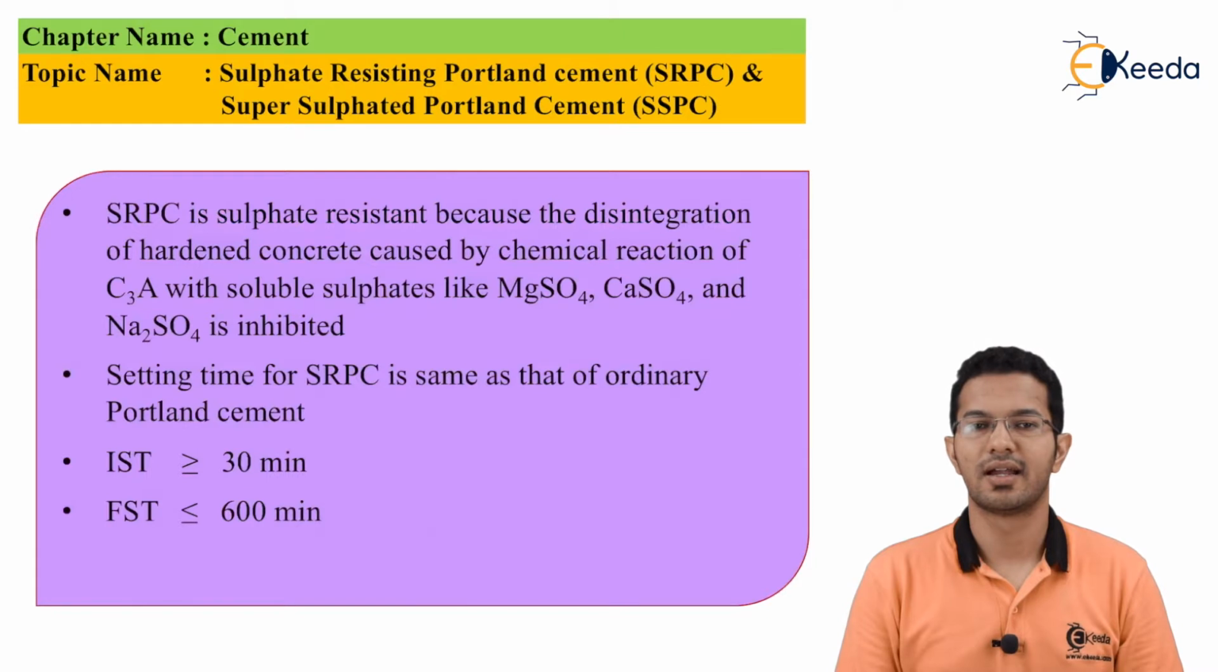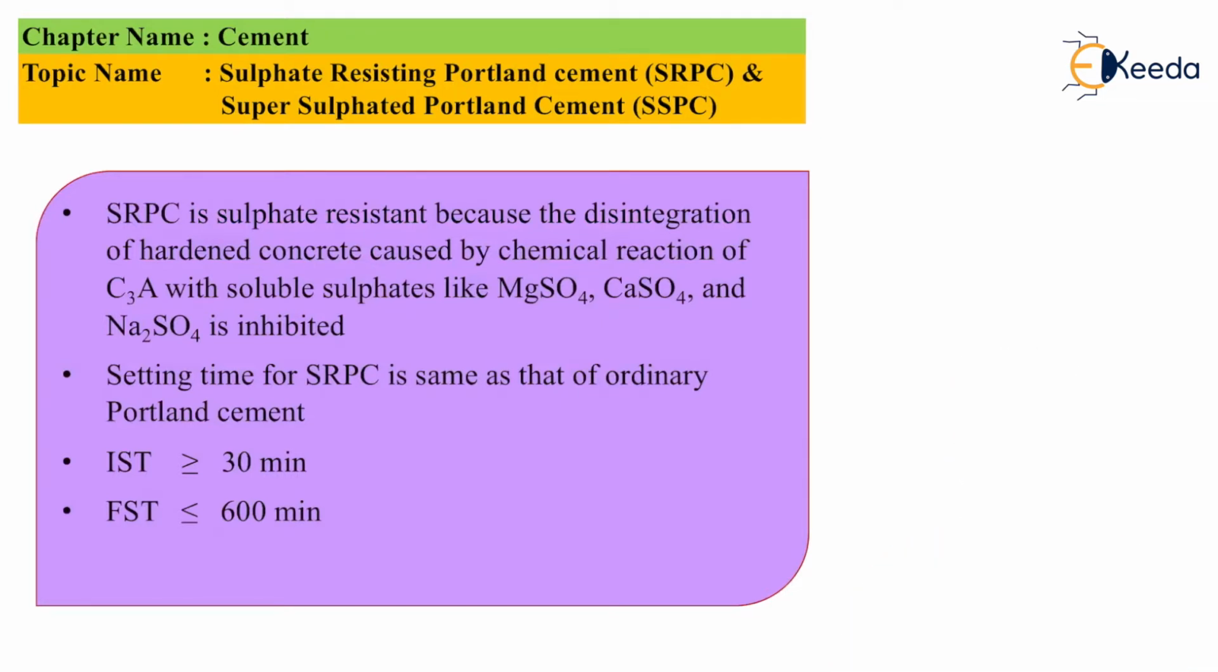Now, in this slide, we will see how this cement will resist the sulfate attack and what are the reactions involved. SRPC is sulfate resistant because the disintegration of hardened concrete caused by the chemical reaction of C3A with soluble sulfates like MgSO4, CaSO4 and Na2SO4 is inhibited.